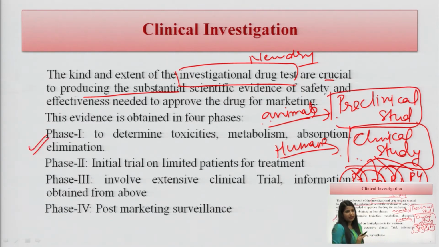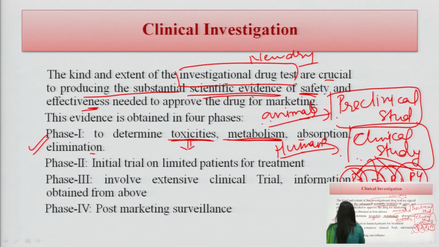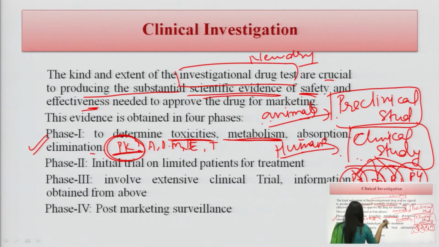They are all based on scientific evidence. There is nothing verbal. Everything is written and documented, which I am calling scientific evidence of safety and effectiveness. So, let's start with phase number 1. What happens in phase number 1? The new drug is tested for toxicity. In phase number 1, we are just taking care of the toxicity profile. What is the metabolism, excretion, elimination? Meaning we are getting data on the pharmacokinetic profile. How the drug is behaving in the body: absorption, distribution, metabolism, excretion, and the toxicity and safety profile of the drug.